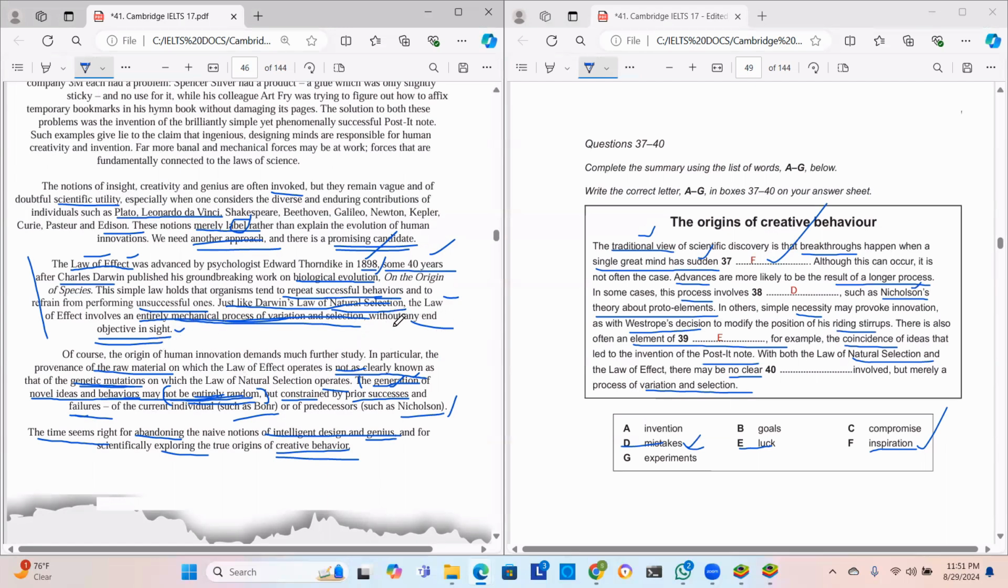So what is the better word? He says may be no clear dash involved, without any end objective in sight, without any invention, goals, compromise. What is that? I think goals is the right word, right? End objective. What is the synonym for end objective? Goals. Yeah, it's clear. I think this one is a pretty easy one, right? So without any end objective, without any goals, that is the best answer, right, guys? So, yes, I think we have our answers.